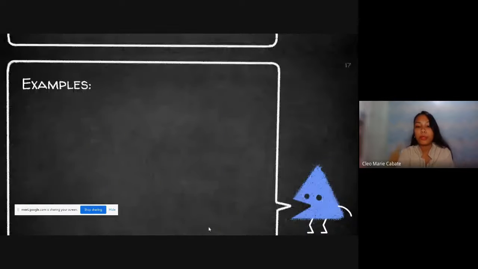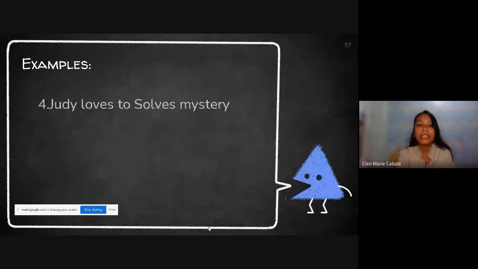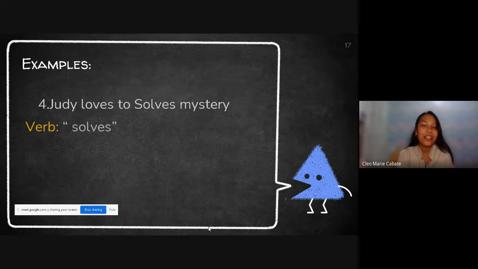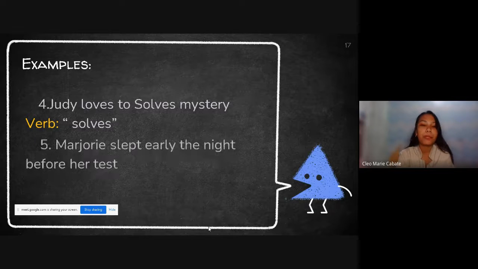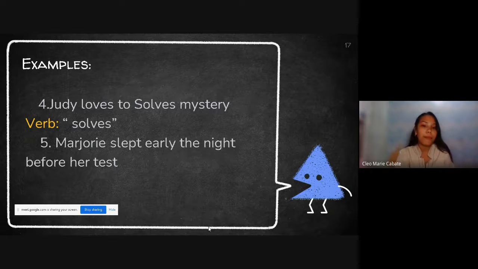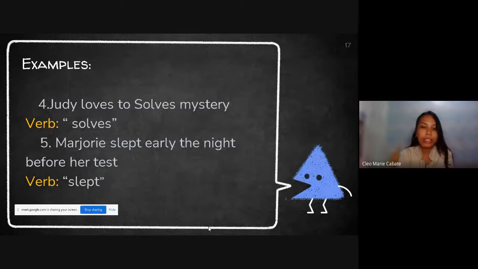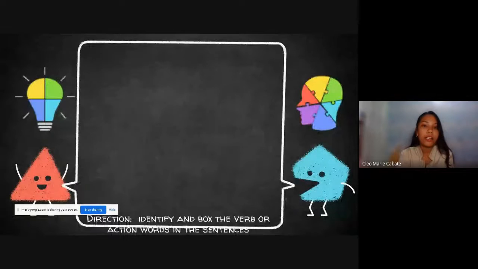For number four: Judy loves to solve mysteries. What is the action word? Great, it is solve. Very good. For number five: Marjorie slept early the night before her test. What is the action word? Very good, it is slept. Do you understand? Do you have any questions? So let's proceed to our activity.